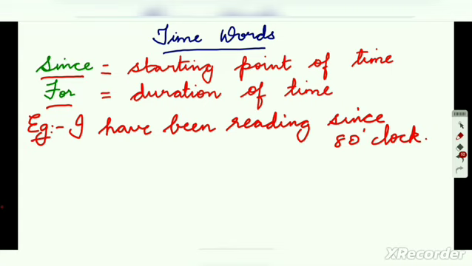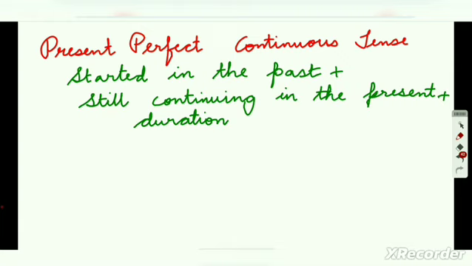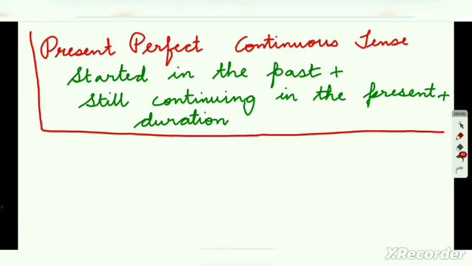So whenever we want to focus on the duration of an action, we use the present perfect continuous tense. So in short, I can say present perfect continuous tense is something which started in the past, is still continuing in the present, plus duration. If this is the format of your action, then you need to use the present perfect continuous tense.